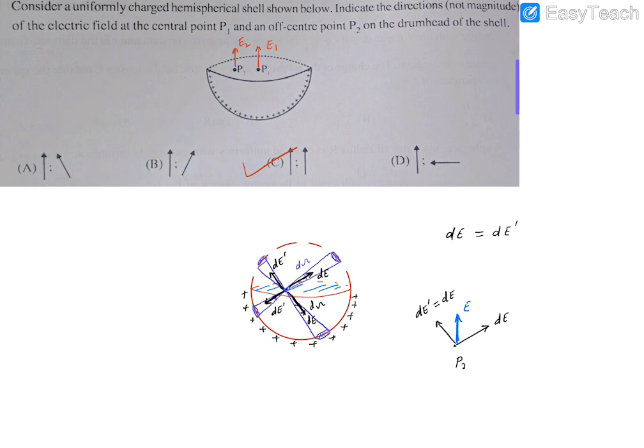Fine. So this E net is the final direction of the field at point P2. Okay, thank you.